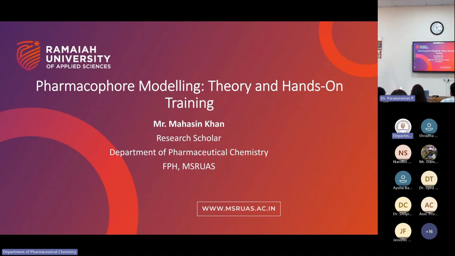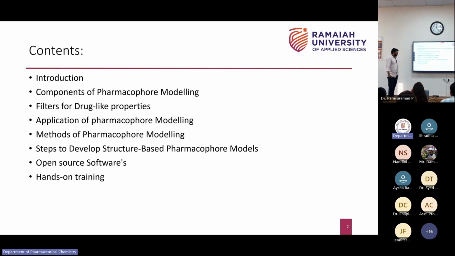In this session, I am going to talk about pharmacophore modeling with theory and demo. I want to discuss the introduction to pharmacophore modeling, the different components we can use in pharmacophore modeling, filters for drug-like properties, applications, and different types of pharmacophore modeling. Again, how to do structure-based pharmacophore modeling, and what open software is available, with a demo.